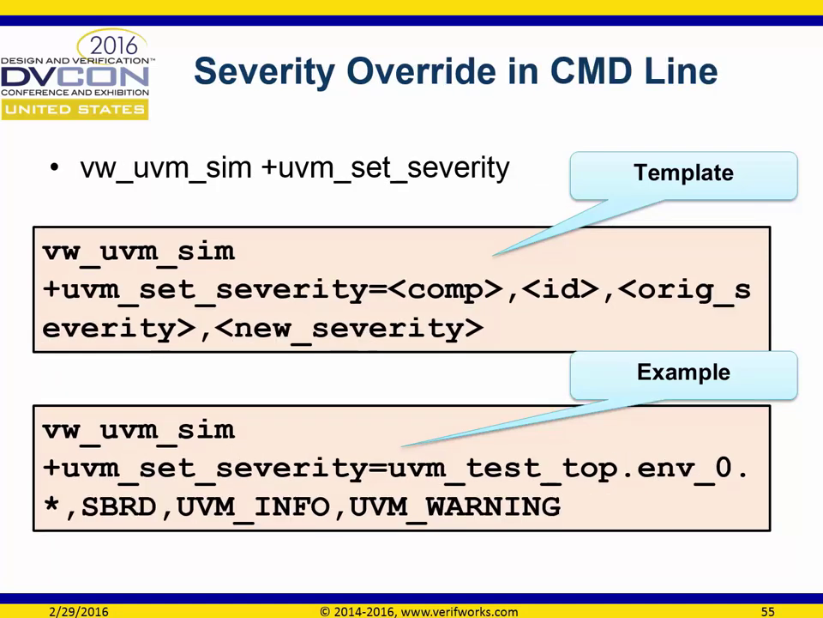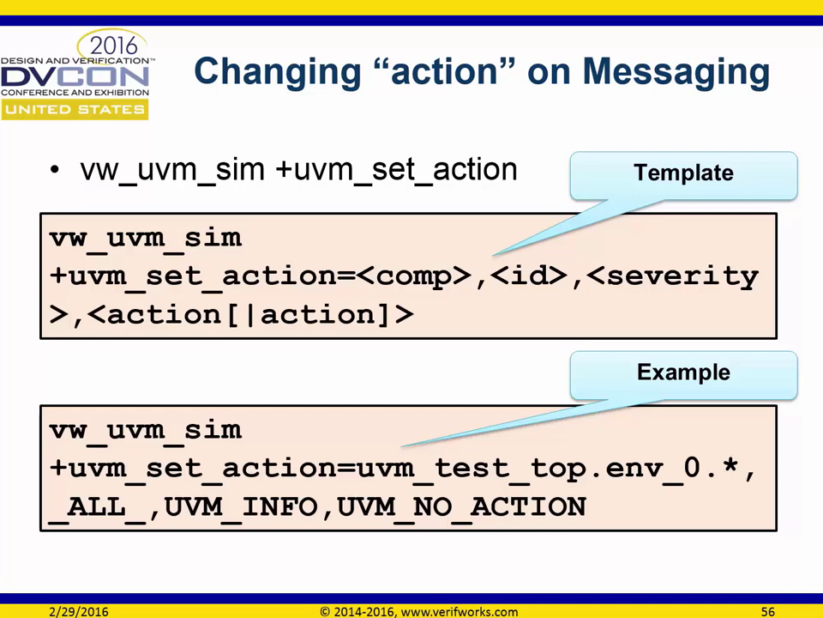You can choose to upgrade something to an error for a certain component. You can do that also from the command line. So you got the original severity, replace it with the new severity. It will do that for that particular component for that particular ID. Here's an example of that. What you can do is you can change UVM info to UVM warning for the scoreboard if you're looking at some scoreboard issues. You can change the effective action on messaging also, and that's an example here.